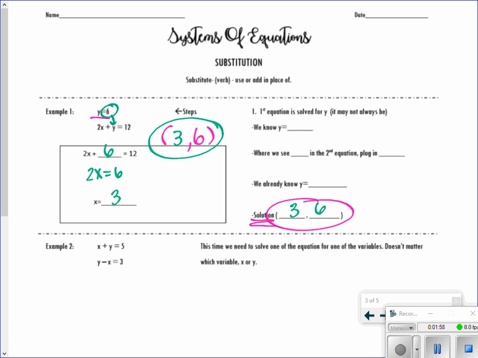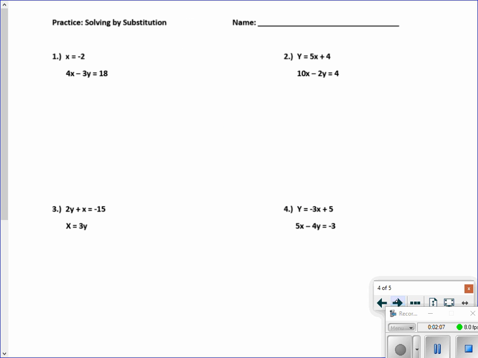Okay. We're going to save these next 2 examples for just a minute. Go to the back of this front page. We're going to look at number 1. Every single answer today is an ordered pair. Nice thing about number 1, it tells you what X equals already. X is -2. That means 0 work. We already have half the problem done.